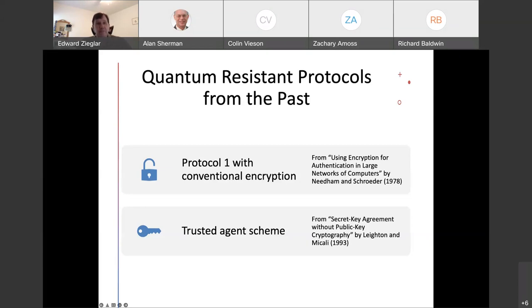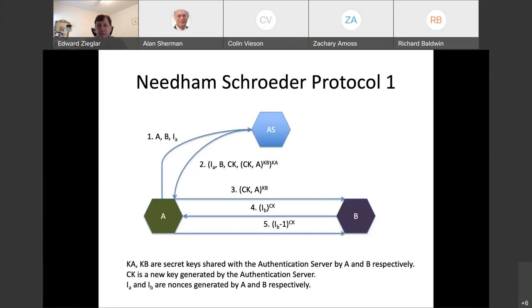The other thing is another protocol that was built off of the idea of Needham-Schroeder, this Leighton-Micali protocol. And they were working on a key agreement scheme for the Clipper chip. And so that algorithm is what we're going to use as a basis for building our quantum resistant algorithms. But before we get started, let's take a look at Needham-Schroeder.